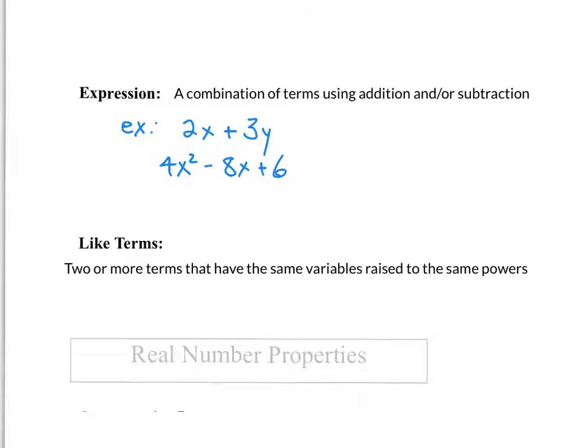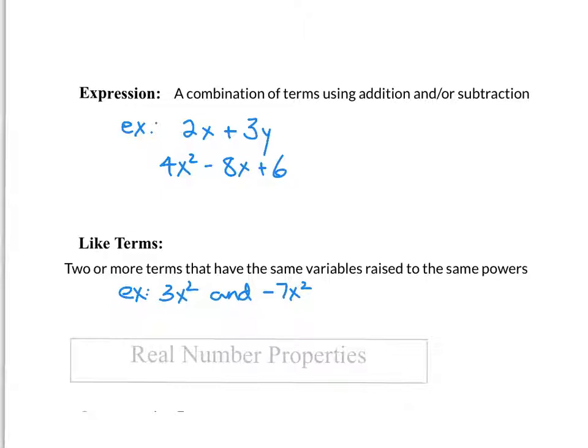Like terms are when we have 2 or more terms that have the same variables raised to the same powers. So, for example, we will have like terms if we have something like 3x squared and negative 7x squared. You'll notice that the variables match exactly. They're both x and they both have a power of 2. What doesn't have to match are the coefficients. So I've got a 3 and a negative 7.